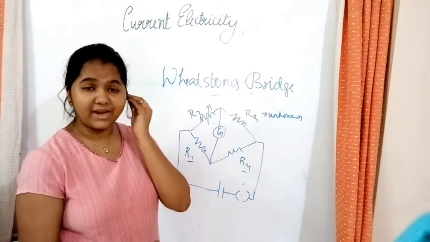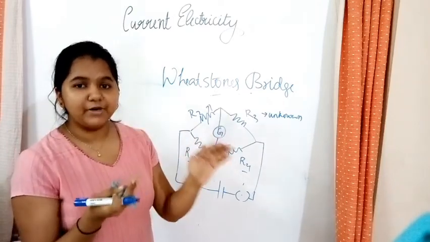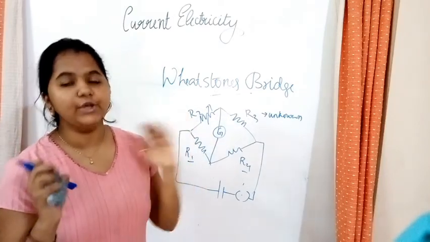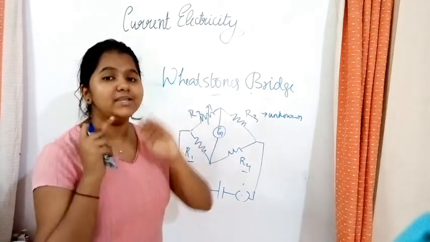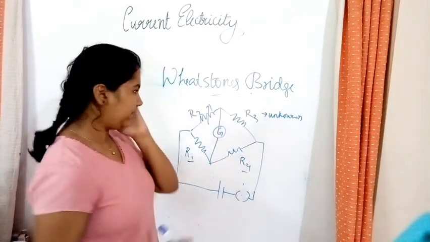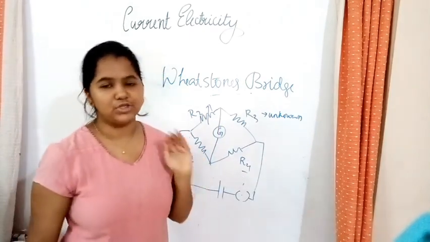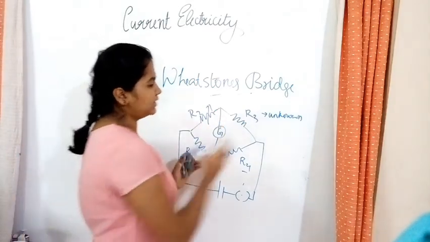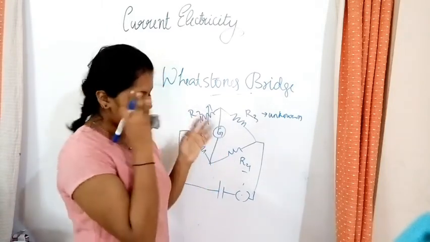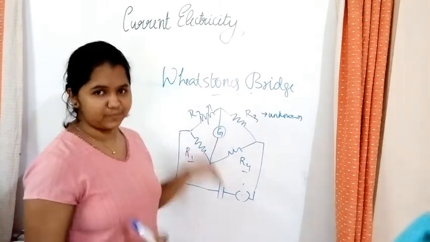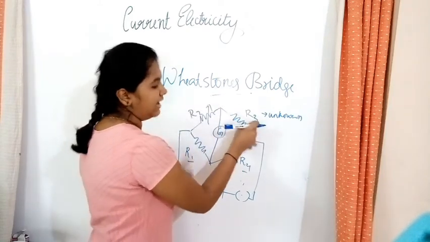So how do you adjust the values? There is something known as the stable or the balanced state. When do you say that a Wheatstone's bridge is balanced? When the galvanometer shows null deflection, zero deflection. So when the galvanometer shows zero deflection, you say the Wheatstone's bridge is balanced. So when you have to find out the R3 value, you will balance the whole Wheatstone's bridge by varying R2. So you will get the value of R3.